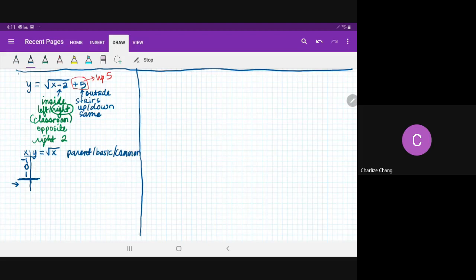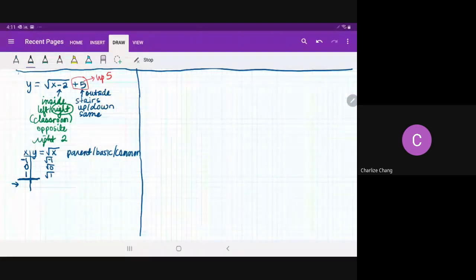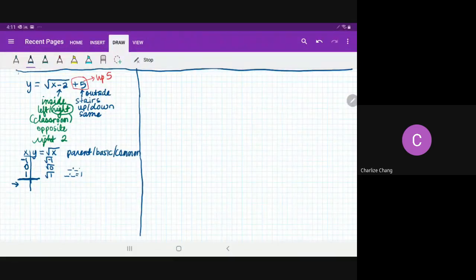Okay, so I take the square root of -1. I take the square root of 0. I take the square root of 1. Now, I'm supposed to have 2 things that multiply to be 1, 2 things that multiply to be 0, and 2 things that multiply to be -1.